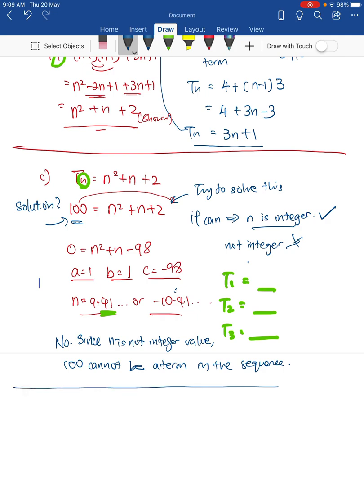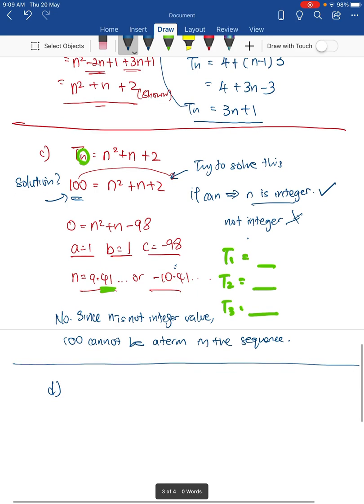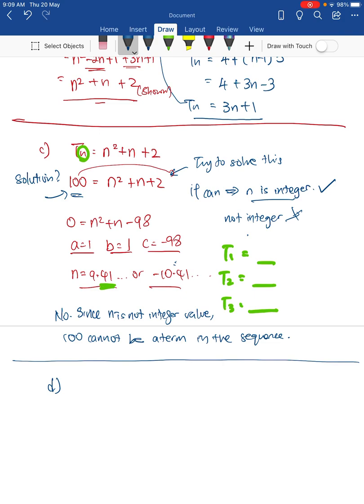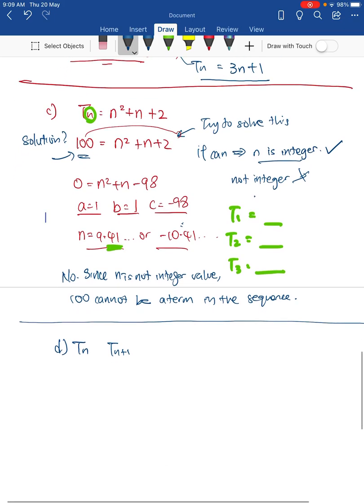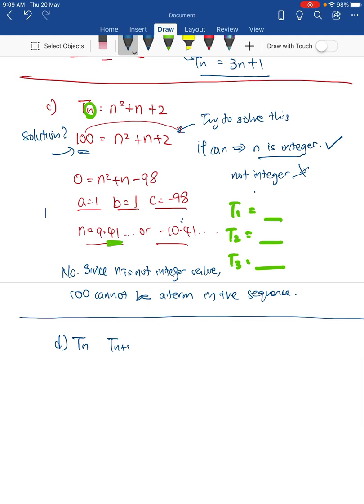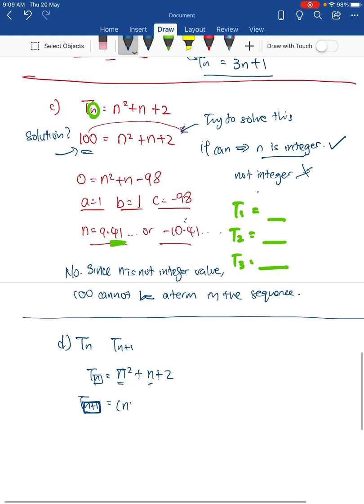Okay, so now next, moving on to part D. Okay, so this is much harder. So Tn and Tn plus 1. So it sounds very complicated and confusing, right? Okay, so all we need to do is, we already know what Tn is. Tn is n squared plus n plus 2. So what is Tn plus 1? Tn plus 1 is basically your value over here, just now all these are n. So now all we need is to replace this with n plus 1. So instead of n it becomes n plus 1.